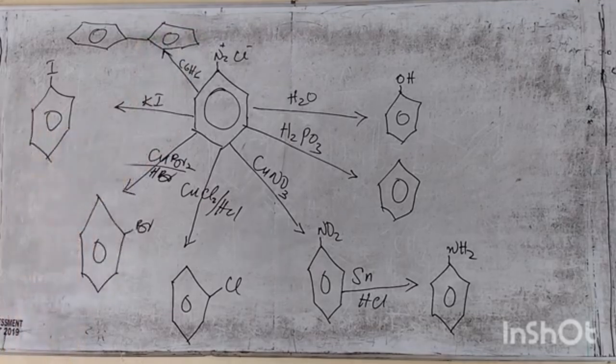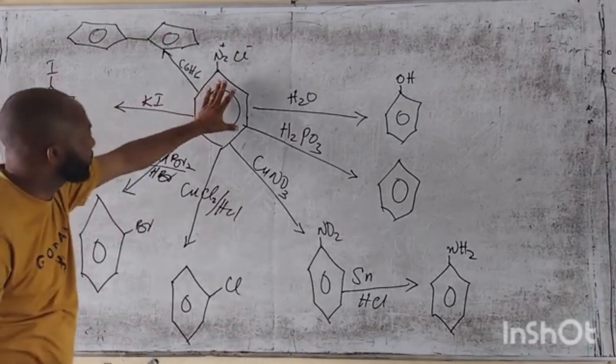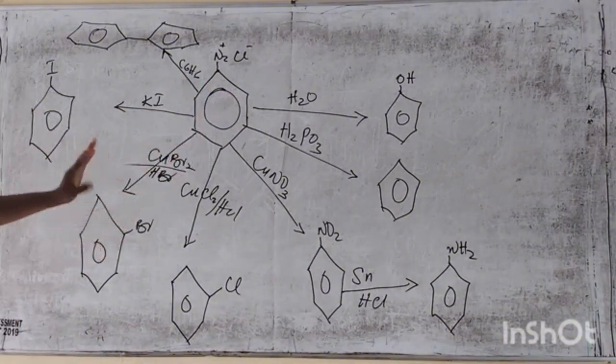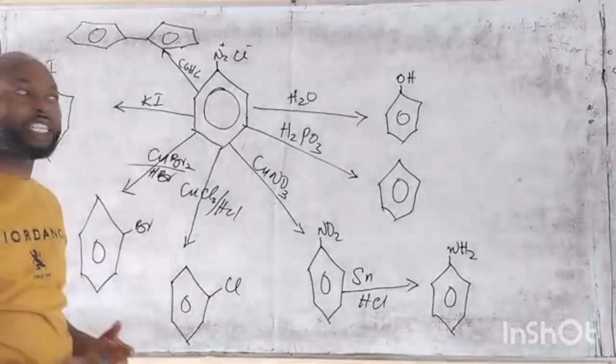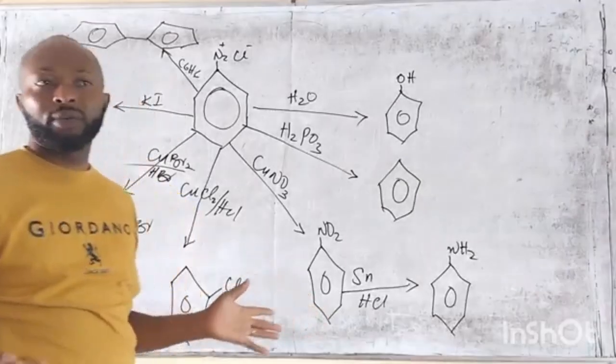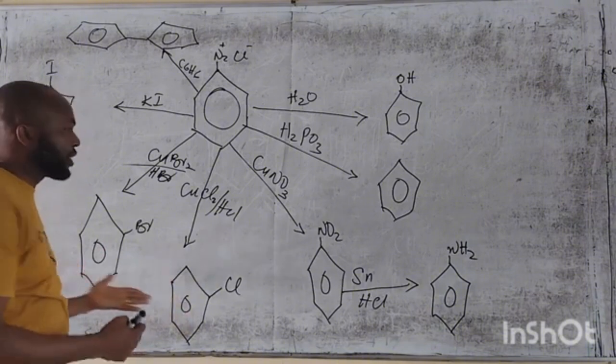I'll have a biphenyl, and so on. You see how important this compound, benzene diazonium chloride, is, because through it we'll be able to get numerous other compounds which could be starting reagents for whatever we want to deal with. Like phenol, for example.